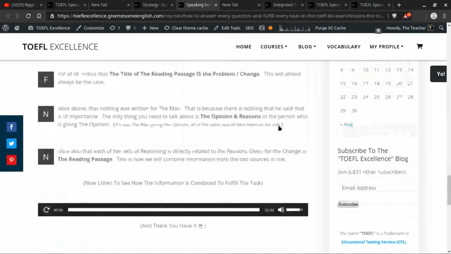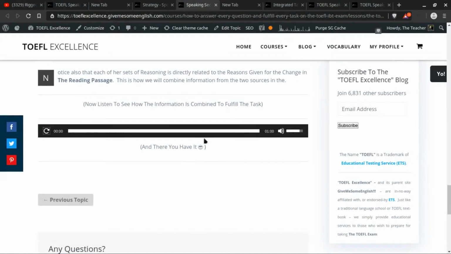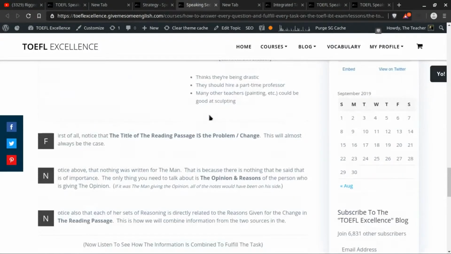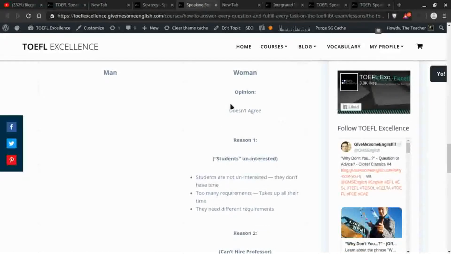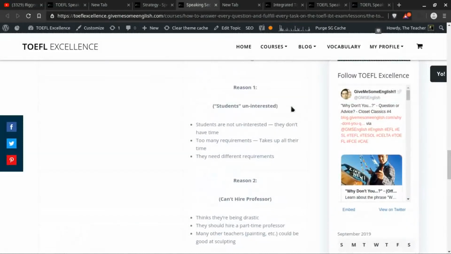And then in the example, I can't play it here for you, but it's in the course and you'll hear it. Actually, that's up in this audio file, but you'll hear that the woman doesn't agree with the situation. And the reason she doesn't agree is because she says that it's not that the students are uninterested, they just don't have time. She also says that they have too many requirements that take up all their time. So that's related to the first one. And then the problem is they need requirements. So all of these ones are related.